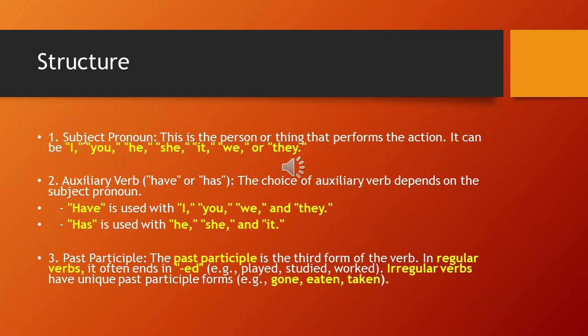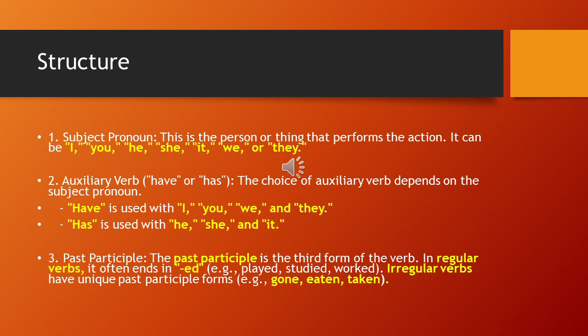Structure of the present perfect tense. Subject pronoun. This is the person or thing that performs the action or is what the sentence is all about. It can be I, you, he, she, it, we, or they. Auxiliary verb have or has. The choice of auxiliary verb depends on the subject pronoun. Have is used with I, you, we, and they. Has is used with he, she, and it.